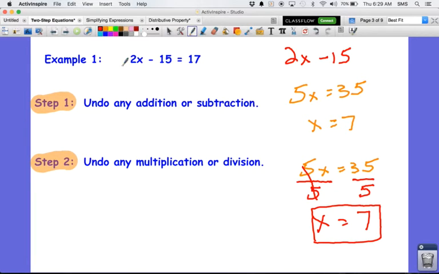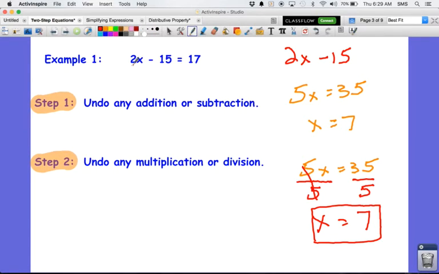We're going to do the same stuff over here. What we want to do is undo the addition and subtraction first, and then undo the multiplication or division. Whenever you're solving an equation, the objective is to make the equation a little bit smaller and get x by itself. All we're trying to do is get this variable by itself by getting rid of this other stuff on this side of the equal sign.